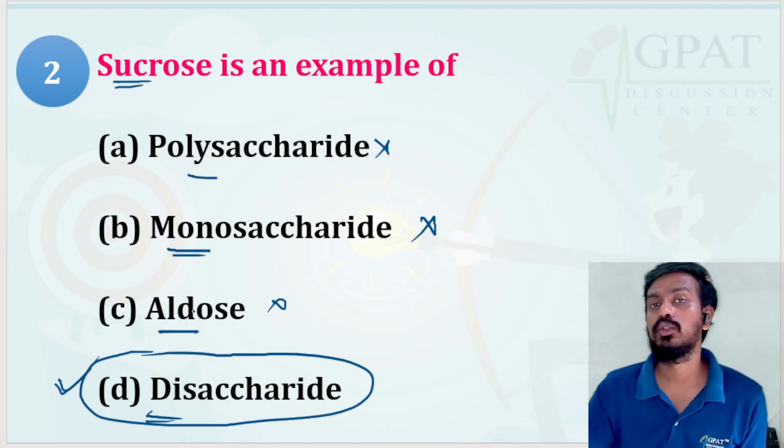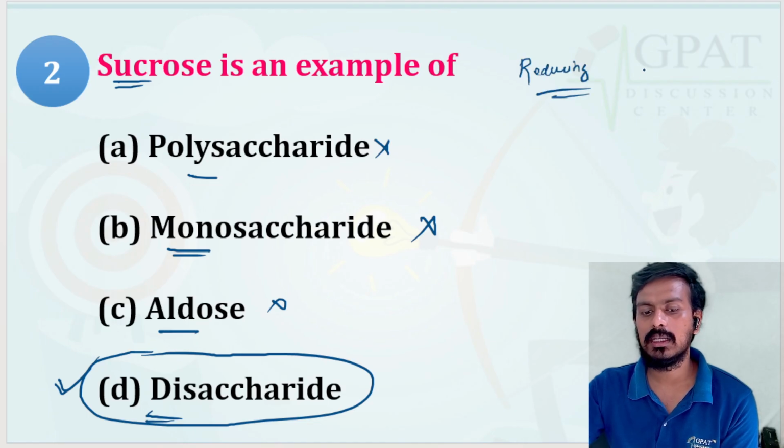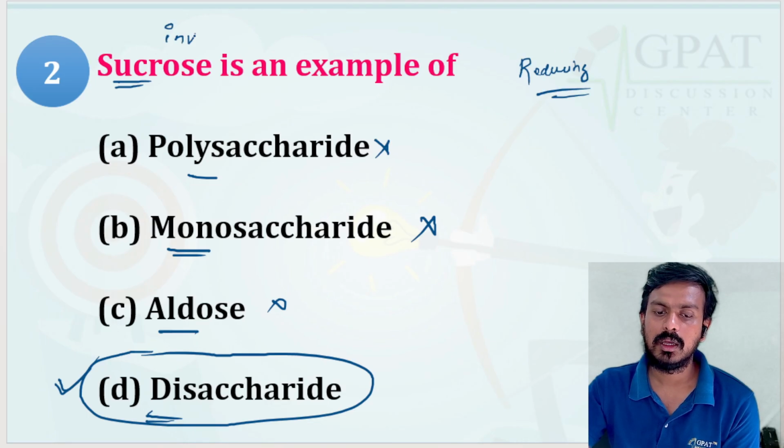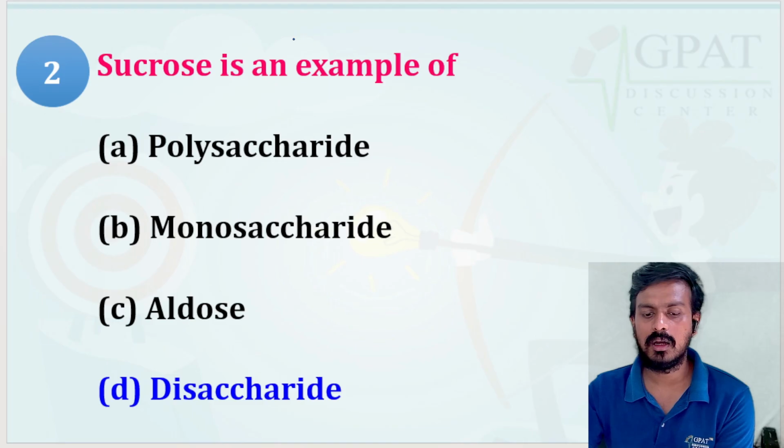So please remember, sucrose is a non-reducing sugar, and sucrose is also called invert sugar. Option D is the correct answer.